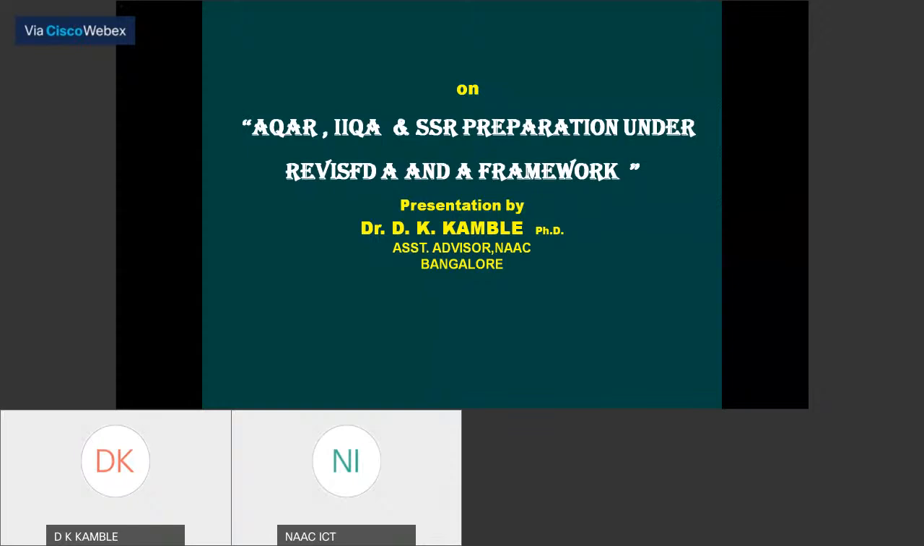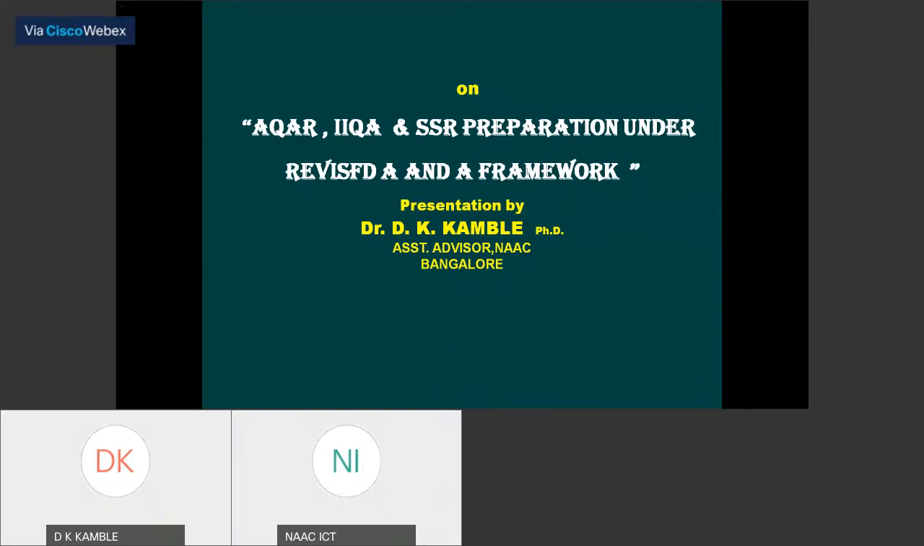subsequent cycles or cycle two, kindly follow the respective manual, because NAAC has come out with various manuals and various SOPs, standard operating procedures. That standard operating procedure gives a clear-cut picture, clear-cut information about quantitative metrics only. And all the manuals are available on the NAAC website.